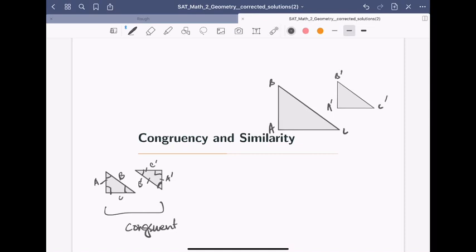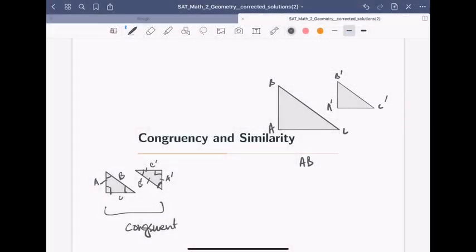Now, similar figures are essentially also the same figures, but they are resized. When I say these are resized but they are the same figures, what I mean to say is the ratios of the corresponding sides will be equal, which essentially means that AB.